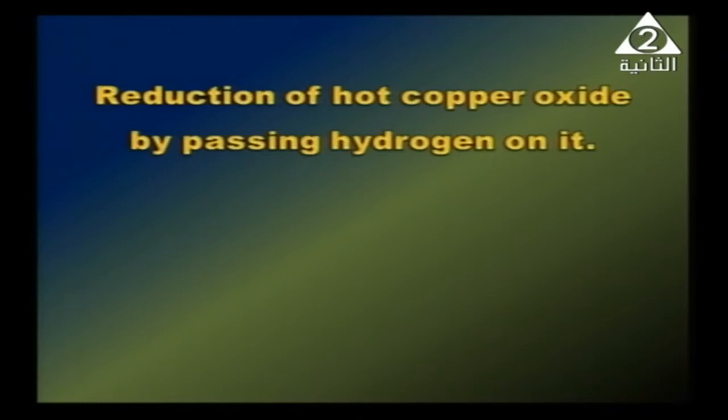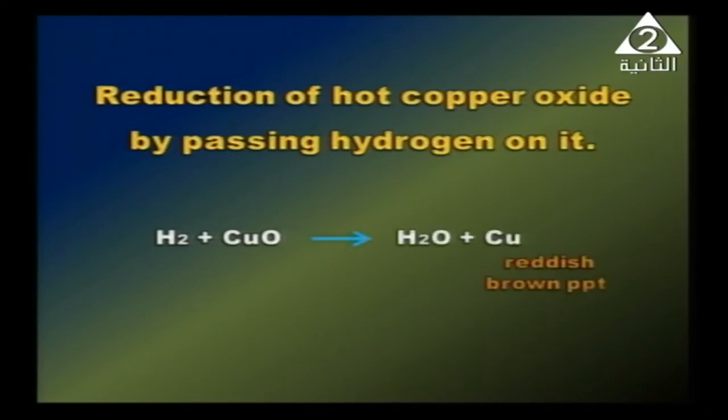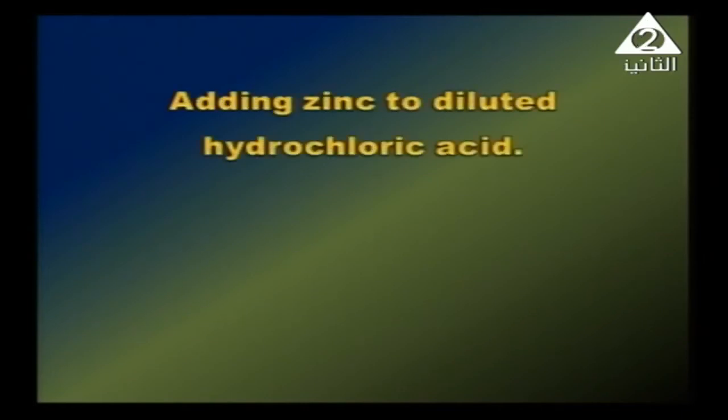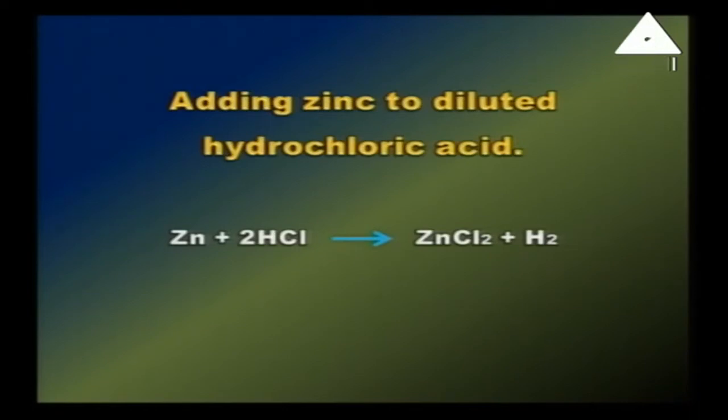Reduction of hot copper oxide by passing hydrogen on it: H2 plus black copper oxide produce water and reddish brown copper precipitate. Adding zinc to diluted hydrochloric acid: Zn plus 2HCl. Zinc will replace the hydrogen of the acid, producing zinc chloride, and hydrogen gas evolves.